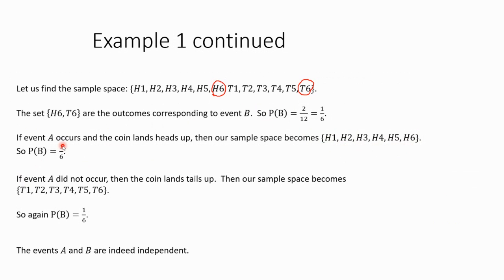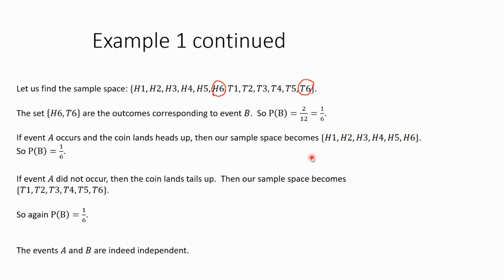So again, this is assuming event A does occur. So we know the coin lands heads up. So let's say we know that. So we know that the only possible outcomes then are these. In that case, what's the probability that we get a 6? Well, this is the only one that has a 6 in it. So we would get 1 out of 6. Does someone have a question?